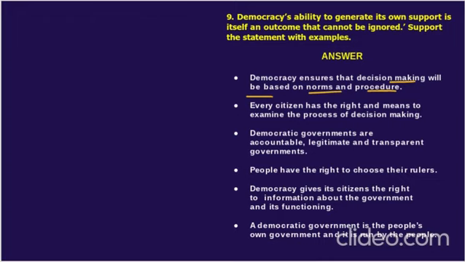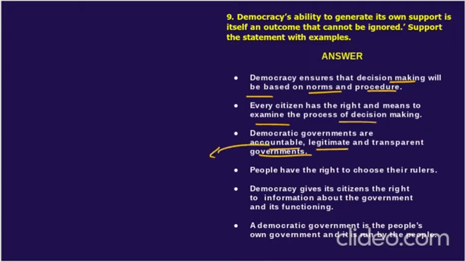Every citizen has the right and means to examine the process of decision making. All the citizens have the right to examine whether the decisions are correct or not, because democratic governments are for the people, by the people, of the people. Right? You have studied this in your previous standards. Democratic governments are accountable, legitimate, and transparent. What are their meanings now?